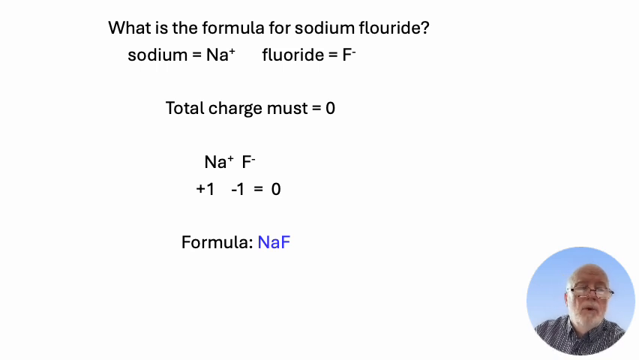We always write the metal first and then the non-metal, or the positive and then the negative. And we just say the name of the ions involved. So this is sodium fluoride, and that's the compound that contains the fluoride that's in toothpaste.